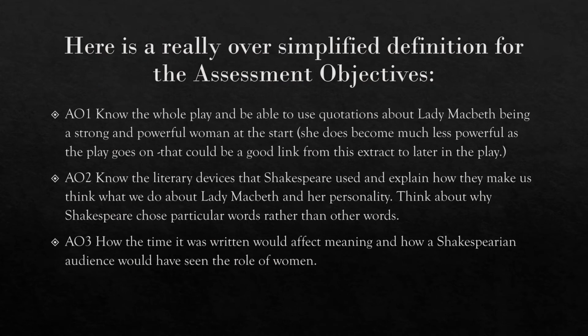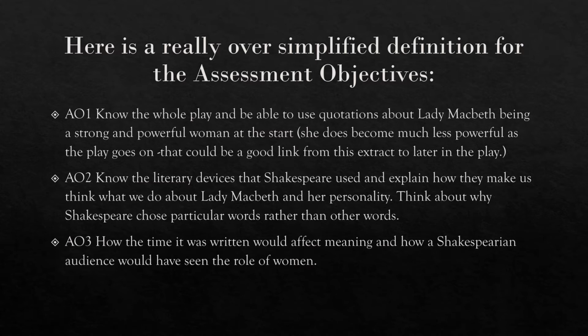Here are the oversimplified definitions for the assessment objectives. AO1 is basically knowledge about the whole play and being able to use quotations. So for this one, we would need quotations about Lady Macbeth being a strong and powerful woman at the start. Obviously, she becomes much less powerful as the play goes on, and that might be a good link to connect this part of the extract to another part.